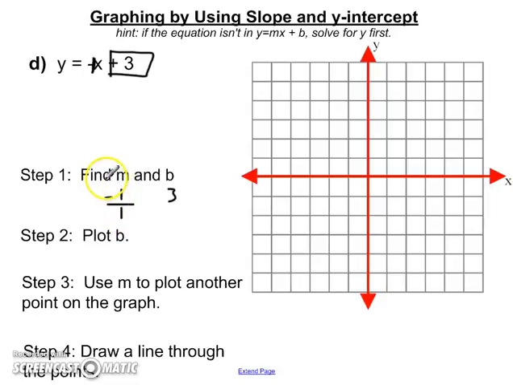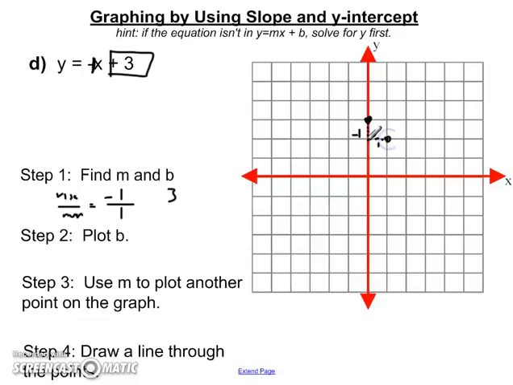So, all right, I've done step 1, I found M and I found B. Step 2, plot B. B is a 3. 1, 2, 3. Crosses the y-axis at 3. All right, awesome, spectacular. From there, again, rise over run. Now in this case, my rise is a negative, which means it actually falls 1, so it goes down 1. My run in this case is a 1.